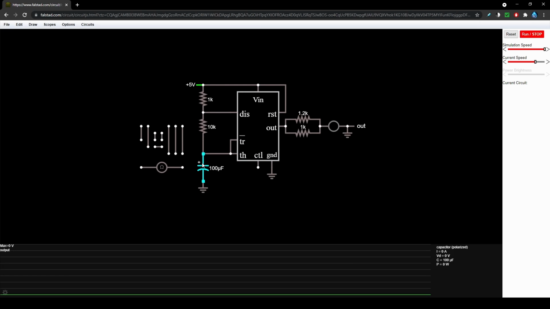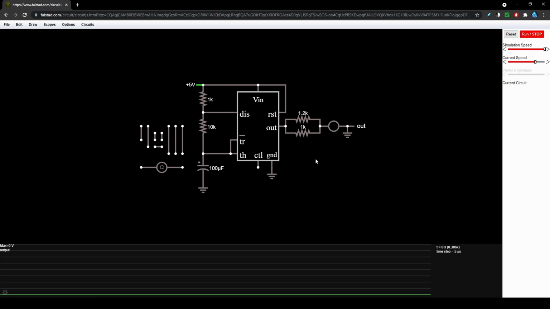What it does is it charges up the capacitor, and while it's doing that, it keeps voltage flowing into the threshold and trigger, which is causing voltage to go through and come out the out pin, which is pin number 3, which leads to two resistors in parallel with each other, one being 1.2 k ohms and the other being 1 k ohms.